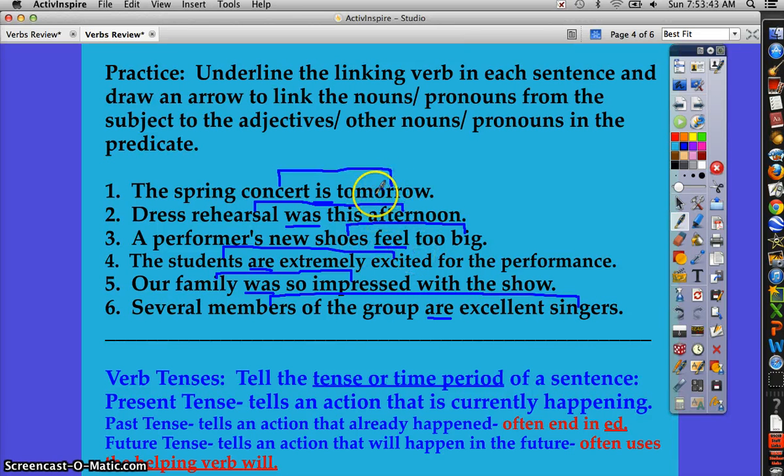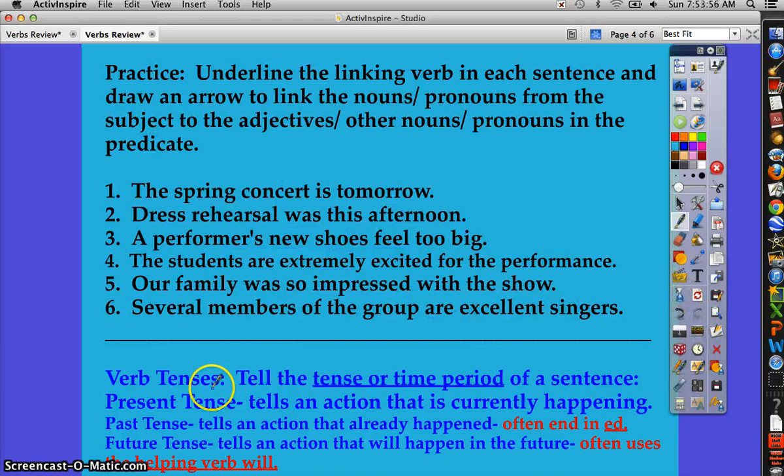You can see many link to adjectives, a couple nouns, but that linking verb formula really helps us know how to link these words together with the linking verb in the middle. And then the final part of our review today is to look at verb tenses. Verb tenses tell the tense or time period of a sentence.